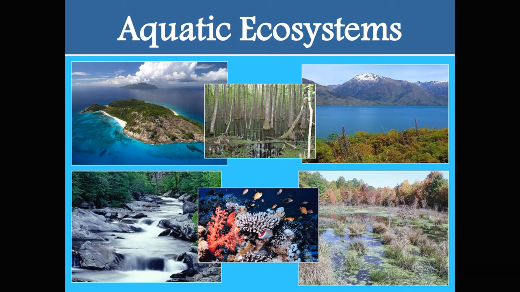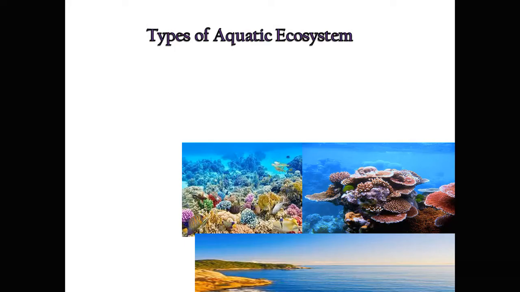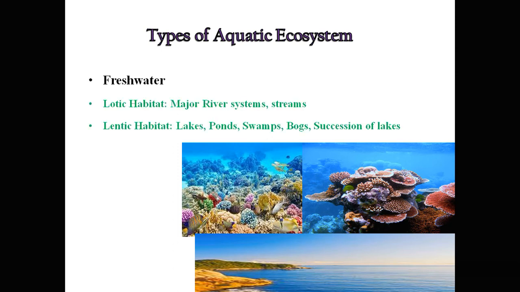Now let us learn about aquatic ecosystem. Aquatic ecosystem is divided into freshwater ecosystem and marine water ecosystem. Freshwater ecosystem is classified as lotic habitat, which includes major river systems and streams. These are running water ecosystems. And lentic habitat includes standing water ecosystems. These are lakes, ponds, swamps, bogs and many other succession of lakes. Marine ecosystem includes oceans and seas.